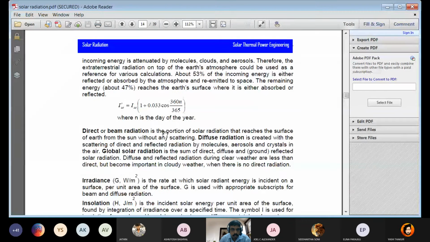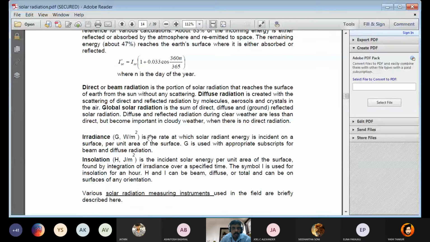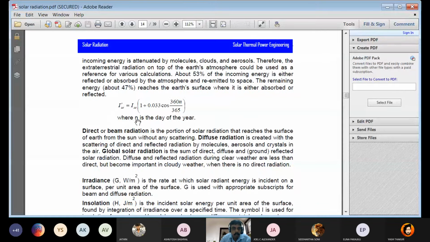With this, we will go to the estimation part. What is the estimation? We have the solar constant, ISC. That means at the extraterrestrial region we can expect almost constant solar radiation, that is 1.37 kilowatt per meter square, in that range. But when it comes to the earth surface, due to various interferences, due to cloud, dust, and other particles, we will get a varying amount.